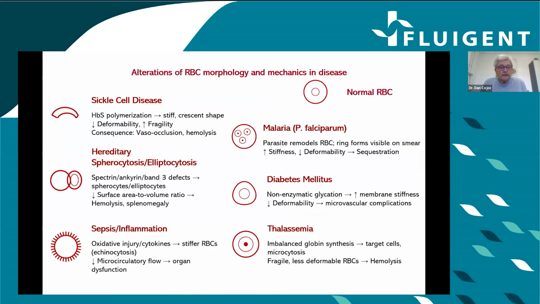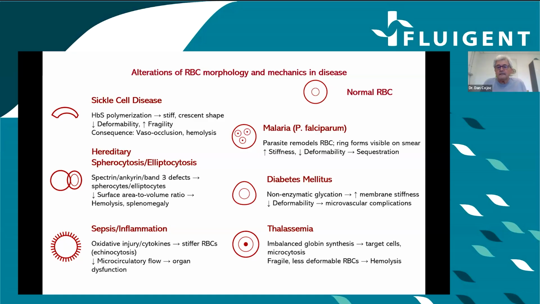Here, schematically, we show the alterations of red blood cell morphology and mechanics in disease. So you see a series of diseases: sickle cell disease, hereditary spherocytosis, sepsis, inflammation, malaria, diabetes, thalassemia. All of them, as a consequence, deform the morphology and alter the mechanics of the red blood cells. I will not go into detail for each of them here, but just give an example for malaria.